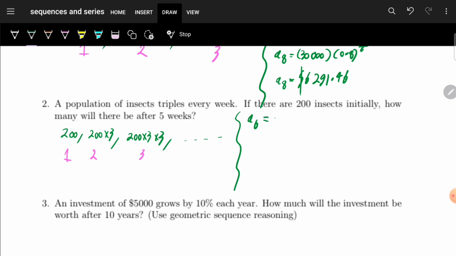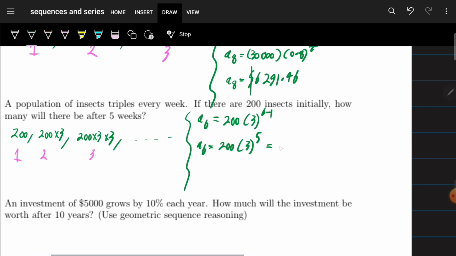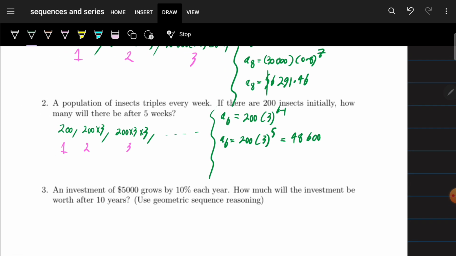Okay, so the 6th term is 200 times the common ratio, which is 3 to the power of 6 minus 1. So A6 is equal to 200 times 3 to the 5. So this is going to be a pretty big number, I think. Let's see what it is, times 200. Yeah, so if they start out at 200, after 5 weeks, we're going to have 48,600 insects. So that's a lot.